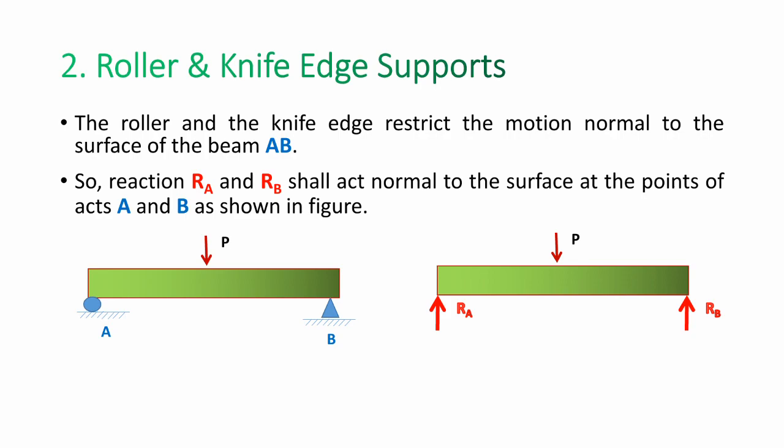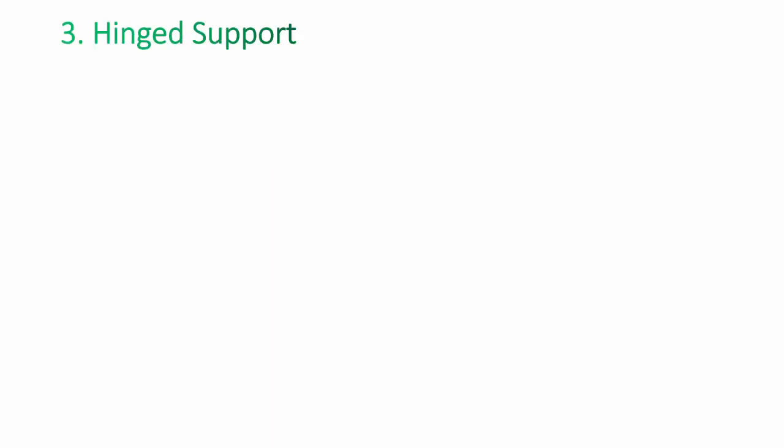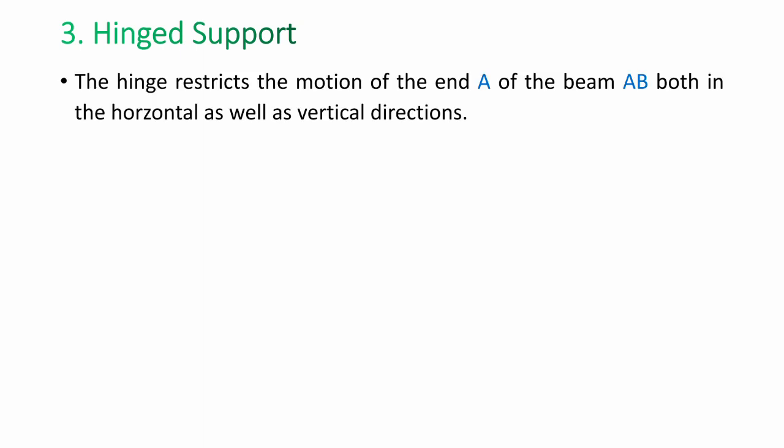So this is what I explained here. Next is the hinged support. What is the hinged support in this case? In the previous cases we took the roller as well as the knife edge supports, but in this case we are taking the hinged support. One end of the beam AB I am going to hinge. That means I am pinning that position. So AB is the beam.